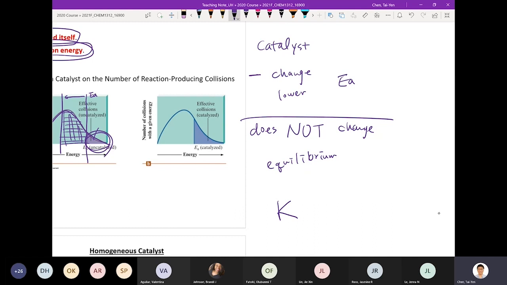So this is a very, very important concept because in your homework, they will ask you what are the properties that the catalyst will change? I guarantee you, they will list the equilibrium as one of the options in the question. That is not the answer you should select. The only thing you should select that the catalyst can change is activation energy. It's going to lower your activation energy. That's the only answer you should select, nothing else.